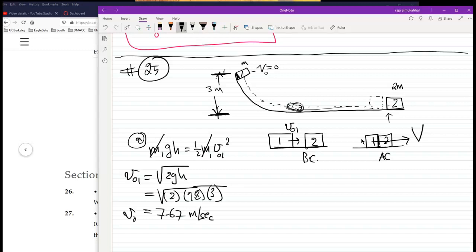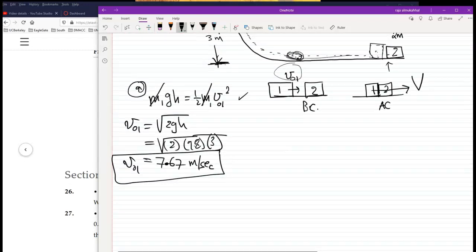So in other words, block 1, just before it hit block 2, right here, its speed is 7.67, and I got that using the conservation of energy of the previous chapter. You got that? Now with those two pictures here and here, I can use conservation of momentum.